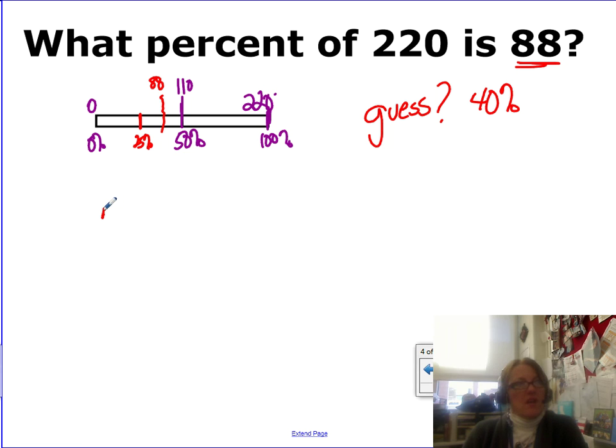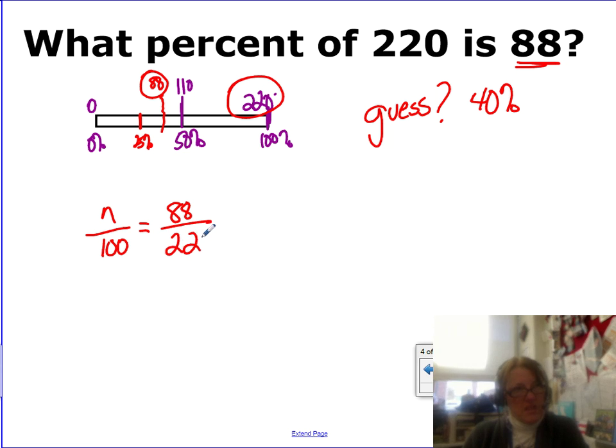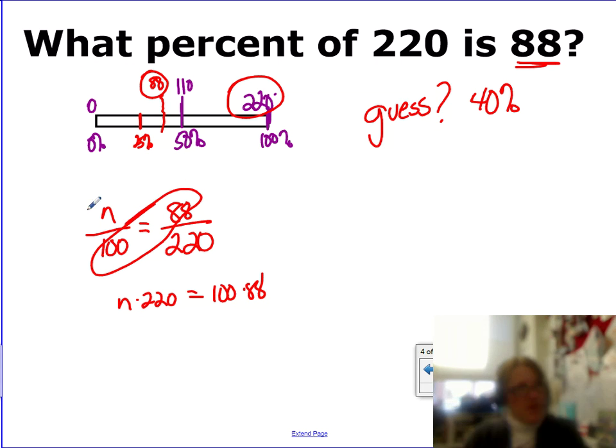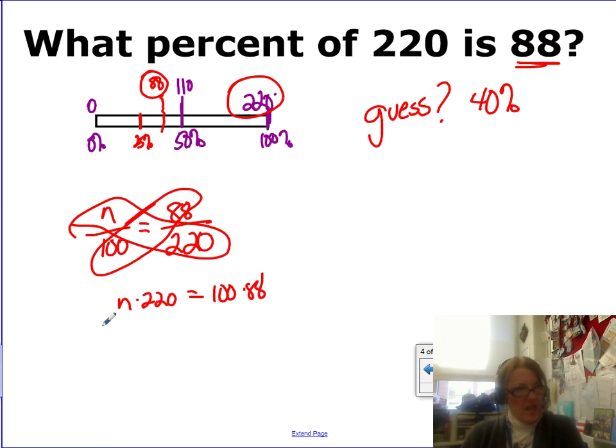A percent is always a number out of 100. Okay, and I'm comparing that to what 88 out of 220 is. That's how we're going to calculate it. Okay, n times 220 equals 100 times 88, because these are my cross products. Okay, and then that gives me 8,800, and then I'm going to divide by 220.